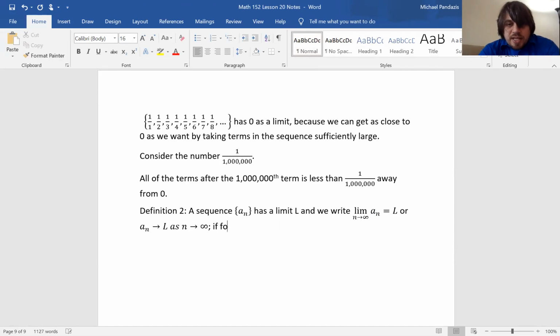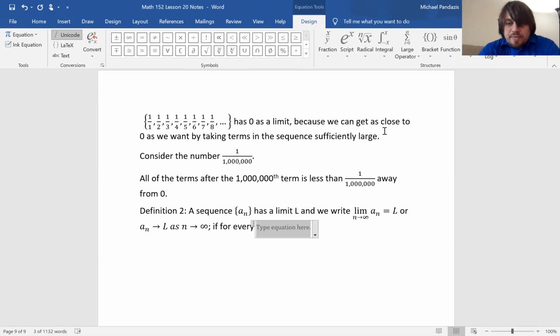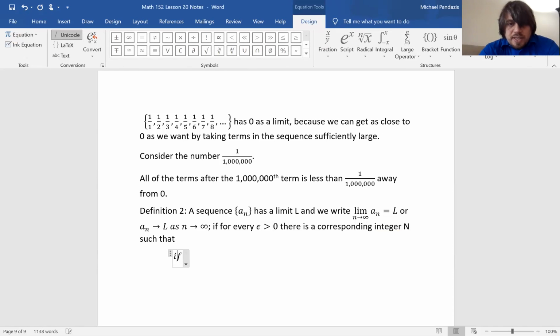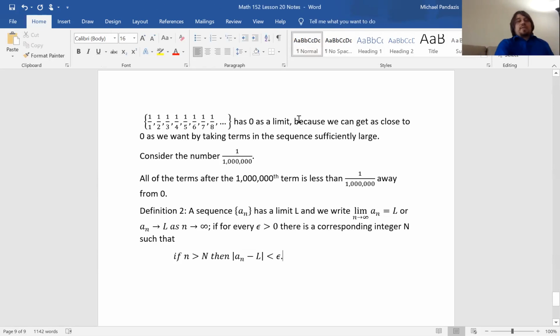if, here we go, for every epsilon greater than 0, there is a corresponding integer, capital N, such that if little n is greater than capital N, then the absolute value of A sub n minus L is strictly less than epsilon. Okay, so that's definition 2.